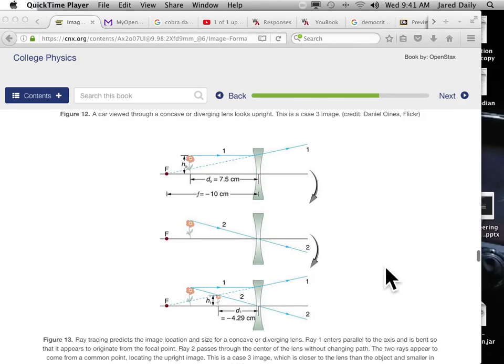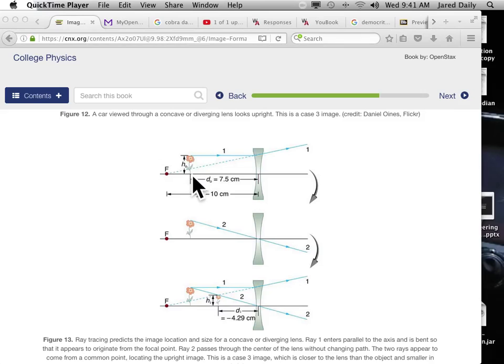Here's the ray tracing for an object and a negative lens. This object is inside the focal length of this negative lens. So the focal length is whatever it is, negative 10 centimeters. For a negative lens, f is negative. So the focal length is negative 10, and we usually put it on the same side as the object. And then we have this flower that's right here.